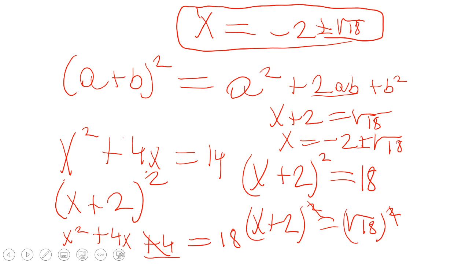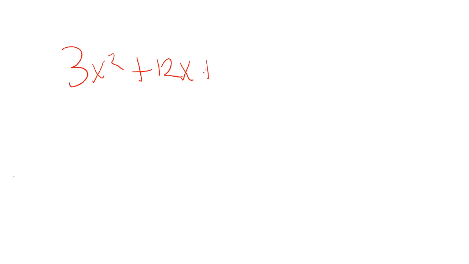Now, let's change the quadratic a little bit. Let's say we have something a little more complicated, like 3x squared plus 12x plus 1 equals 0.